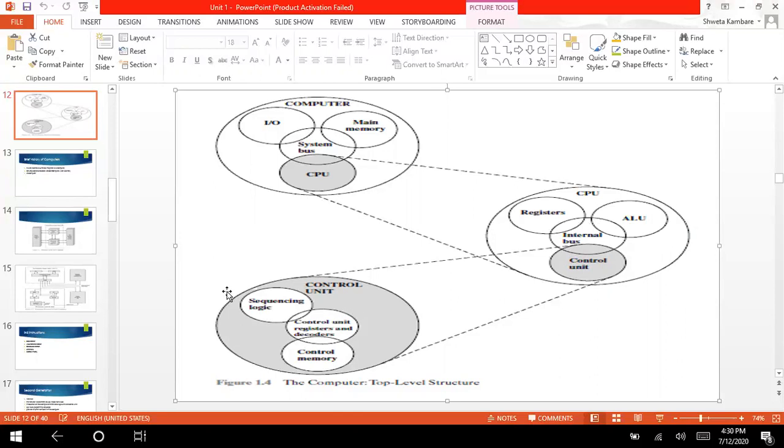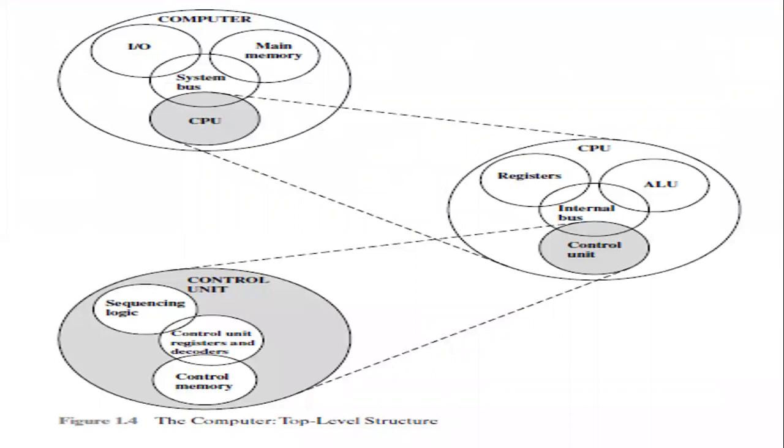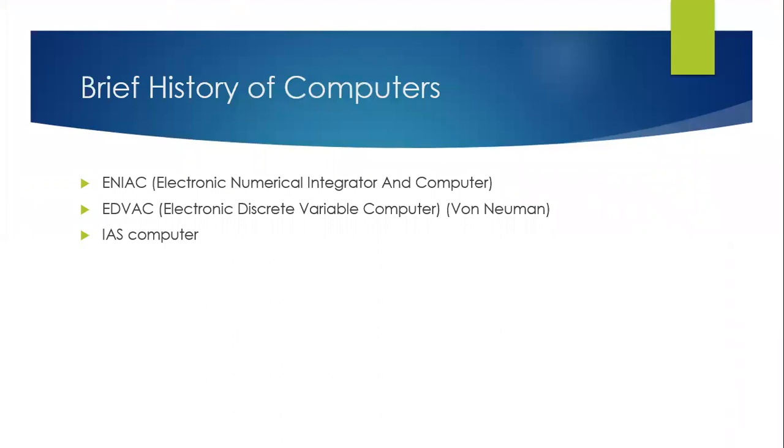And again, this is the structure of your control unit. Here we have sequencing logic, control unit registers and decoders, and control memory. We'll study these components and their structures in detail in later chapters, but right now, let's just discuss a brief history of computers.